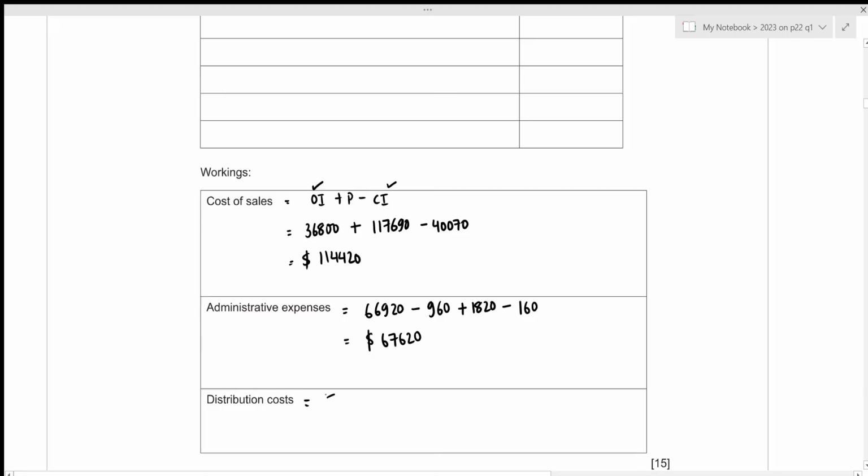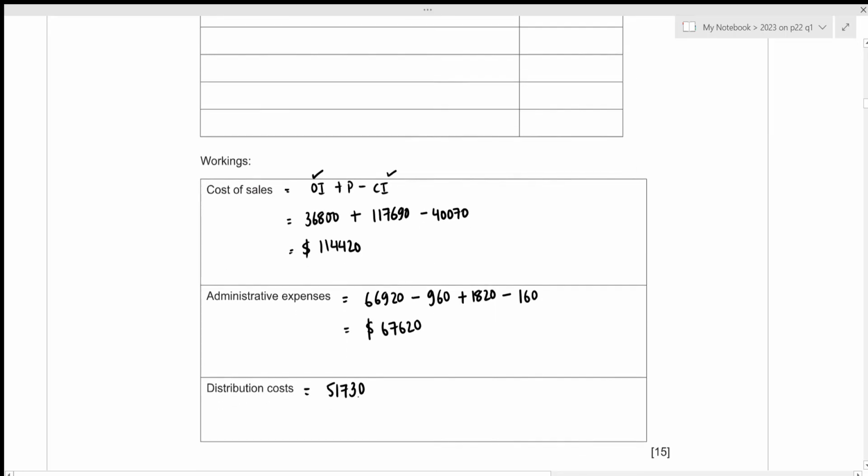So we had the given amount of 51,730. Then we need to subtract the amount 1,490. And this will give the correct distribution cost for the year to be 50,240. Let's write it down.